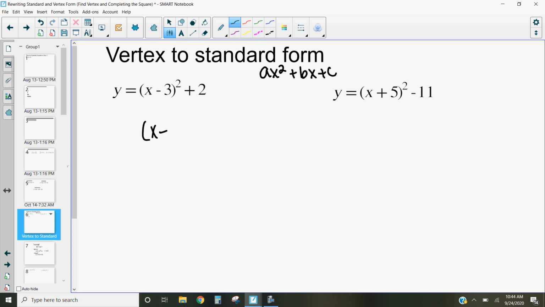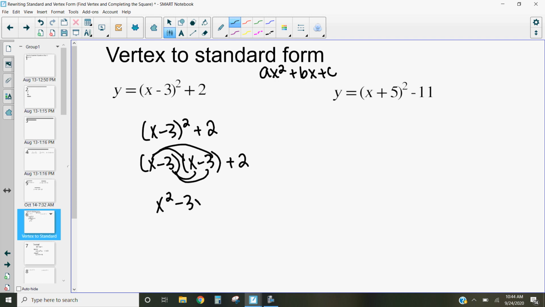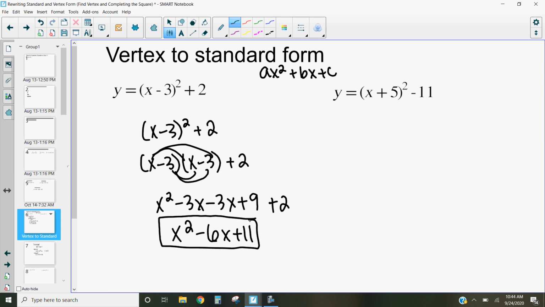So I've got (x minus 3) squared plus 2, and let's expand it. (x minus 3) times (x minus 3) plus 2. So see how this is (x minus 3)(x minus 3)? We want to FOIL that, so we're going to FOIL it here, and we end up getting x squared minus 3x minus 3x plus 9, and then we have our plus 2 at the end, and we want to combine all the terms that are alike here. So I get x squared minus 6x plus 11, and that is how we switch from vertex to standard form.